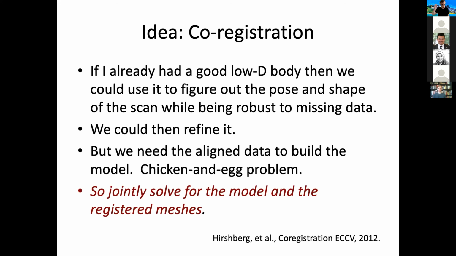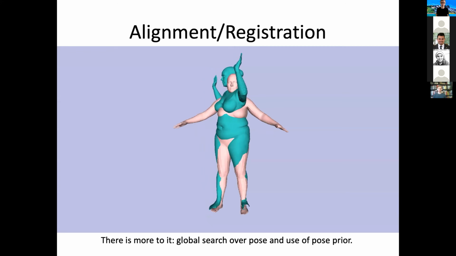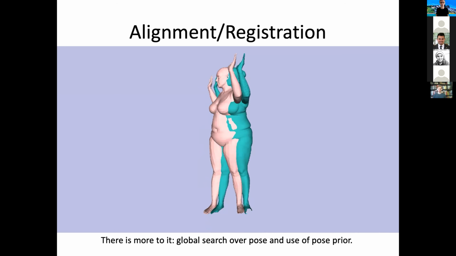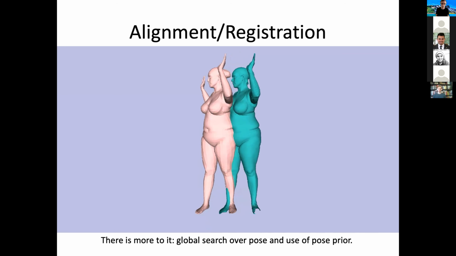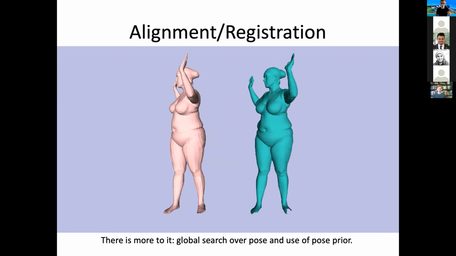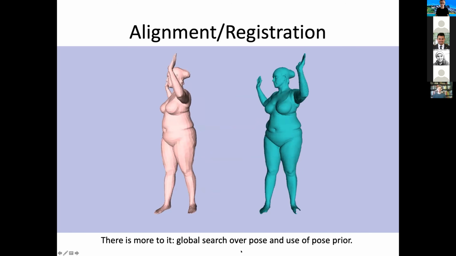And whenever you have a chicken and egg problem, one thing you could do is jointly solve for these things. So we solved for a model that aligned the meshes best. And then we solved for the alignments that produced the best model. So I'm not going to go into the details here, but this process worked relatively well. There's a lot of other little details about searching in the pose space and using a prior and so on, but it proved relatively robust. Still, this is, I think, one of the harder parts of the whole problem, which is probably underappreciated in the field.